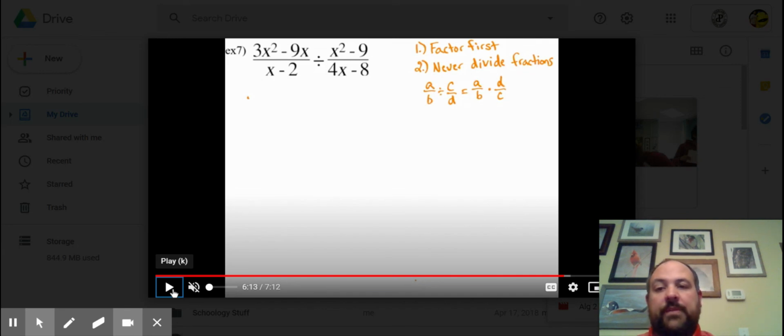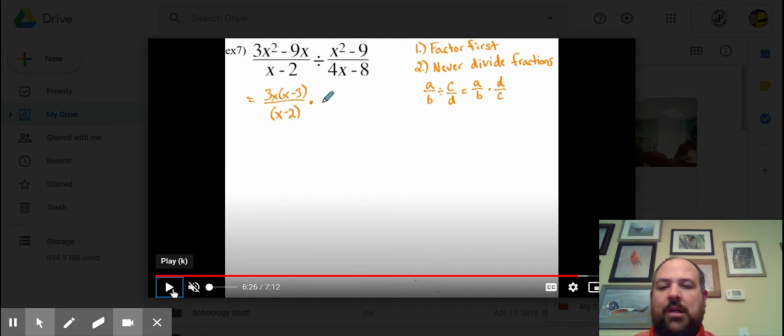So I'm actually going to combine the factoring and the change to multiplication all in one step. If you want to try this one on your own, I would suggest factoring the first fraction and then change it to multiplication, flip the fraction and factor them, and then let's see where we get. So go ahead, try this one on your own, hit pause, and when you're ready, pick it back up. All right, so let's see. When you factor the first fraction in the numerator, you have a GCF of 3x, and that's going to leave us with x minus 3. X minus 2 we can't do anything with in the denominator.